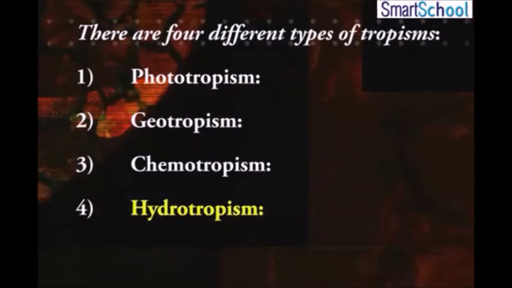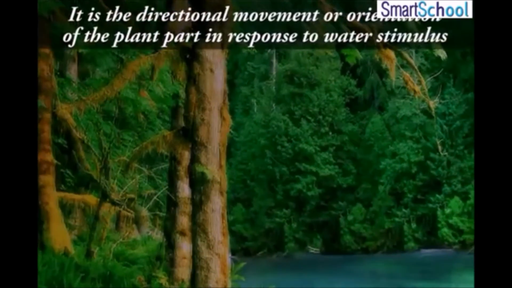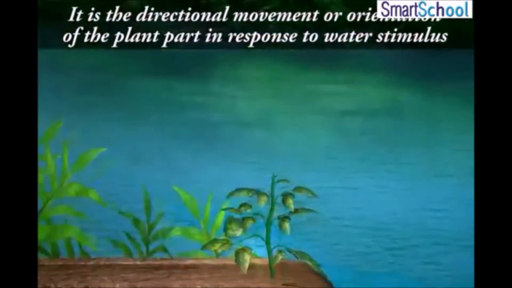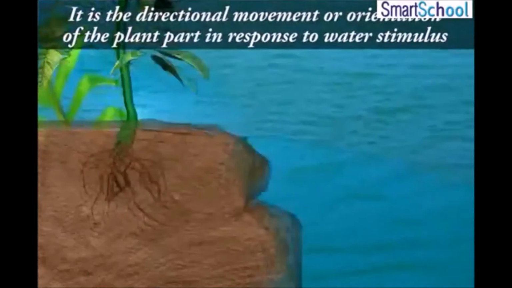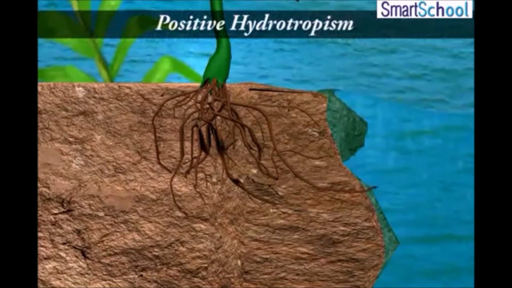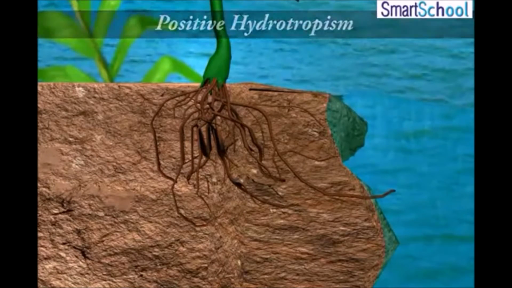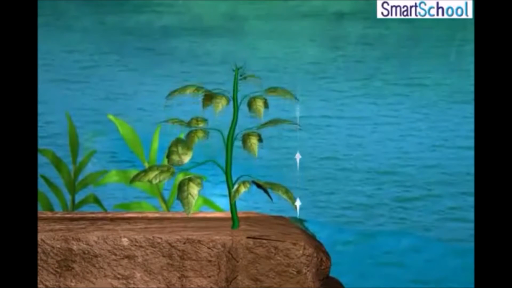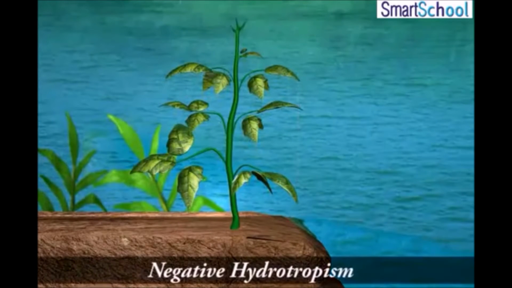4. Hydrotropism. It is the directional movement or orientation of the plant's part in response to water stimulus. If the plant's part moves towards the water stimulus, it is called positive hydrotropism. On the other hand, if the plant's part moves away from the water stimulus, it is called negative hydrotropism.